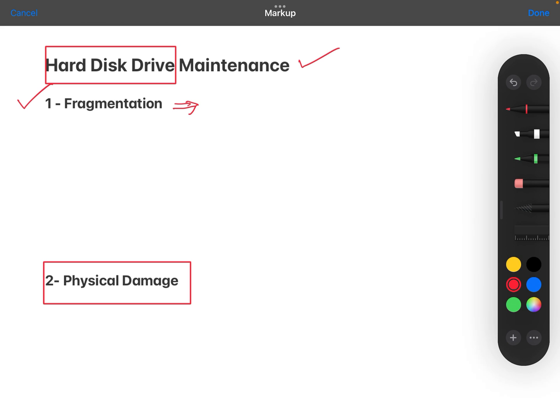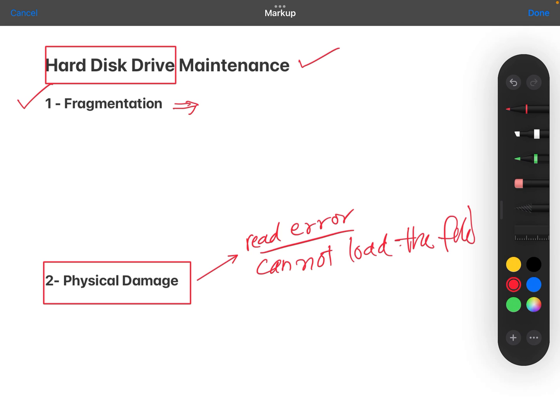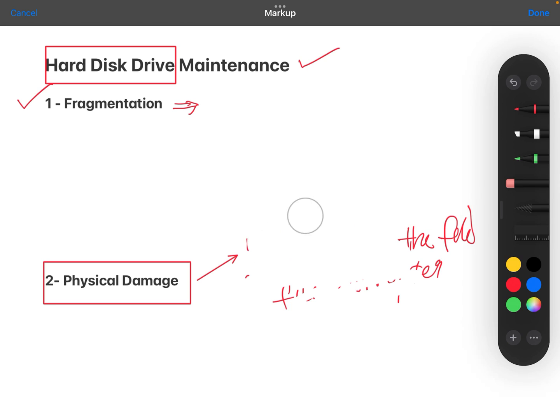We're talking about the errors where, for example, you want to read a file and your operating system says read error, or it says it cannot load the file, or it says file corrupted, something like that.